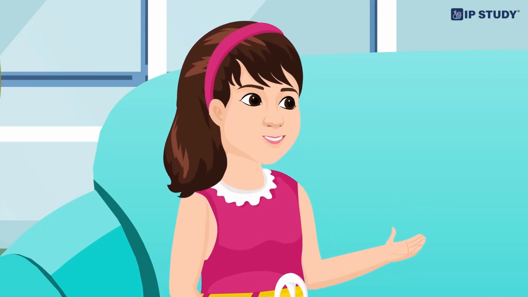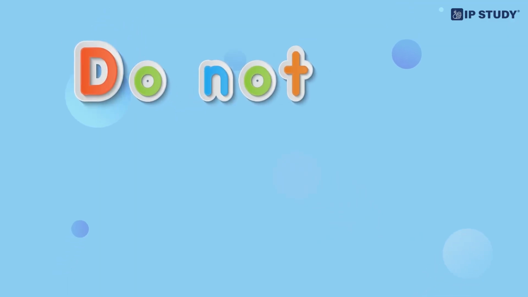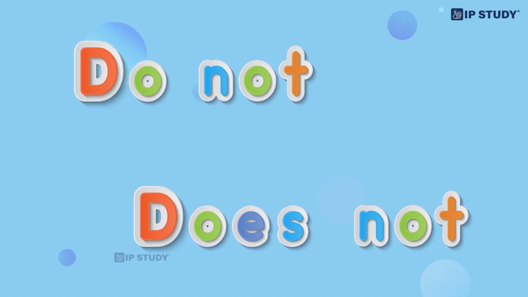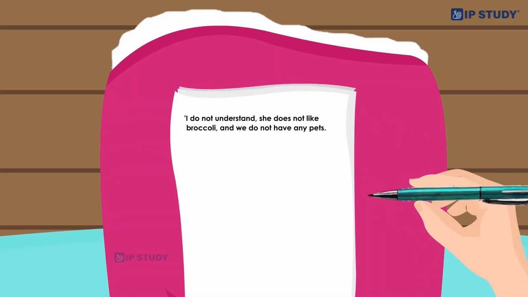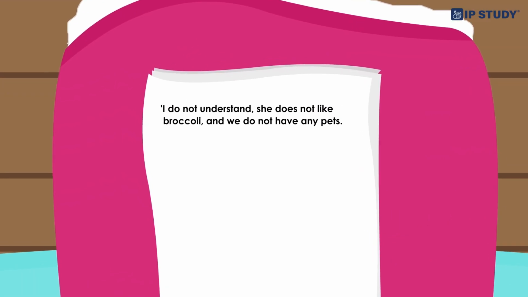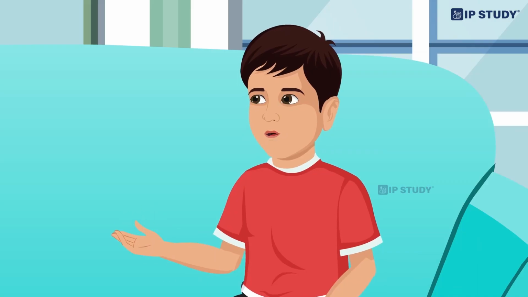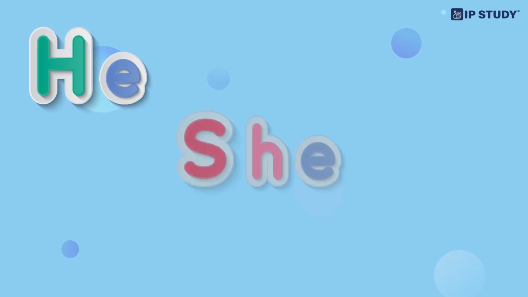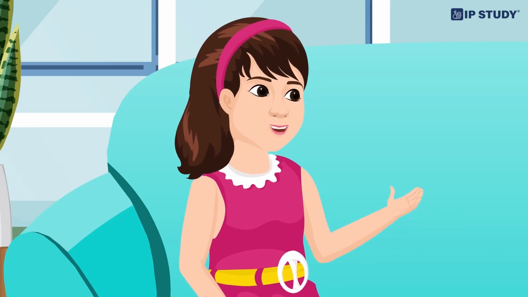In the simple present tense, we use do not or does not to make negative sentences. For example, I do not understand, she does not like broccoli, and we do not have any pets. So it's do not for most subjects and does not for he, she and it.